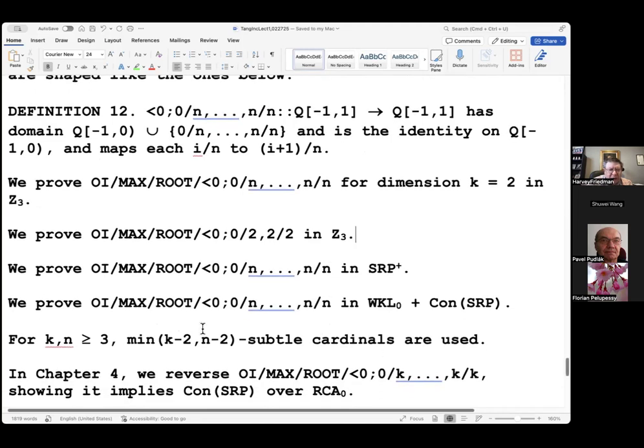All right. So now we actually prove this for all n, and k is the dimension. I always use k for the dimension, and n is another parameter here. So for all dimensions k and for all n, this is proved in SRP plus.